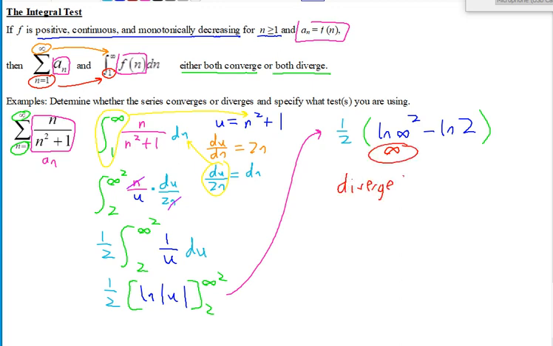And since the integral diverges, the integral test says either both converge or both diverge. That means the series is also going to diverge. So you can say this one diverges by the integral test.